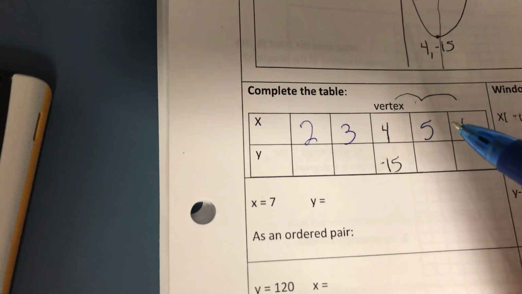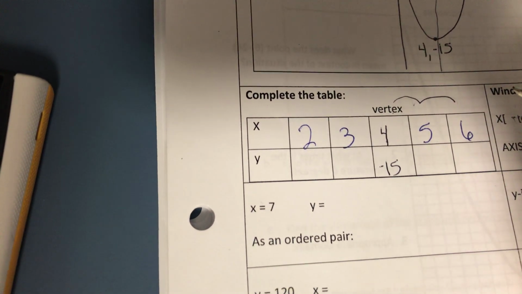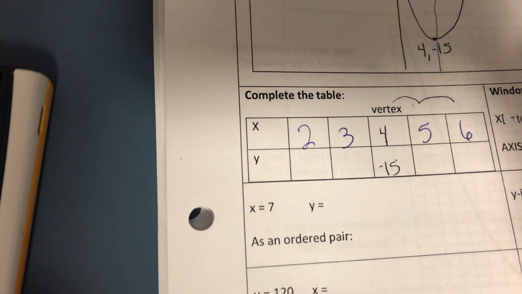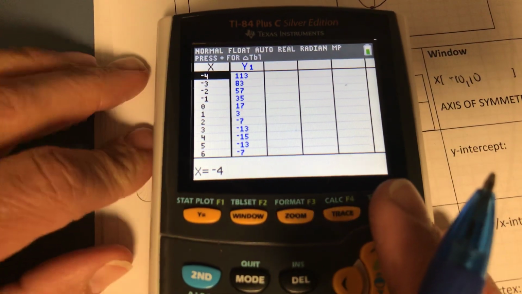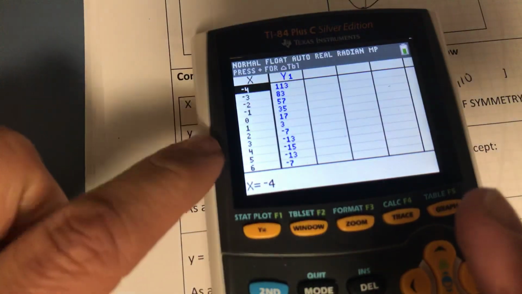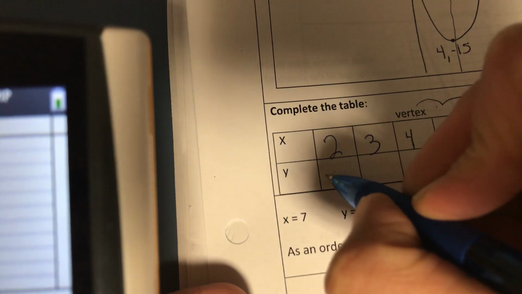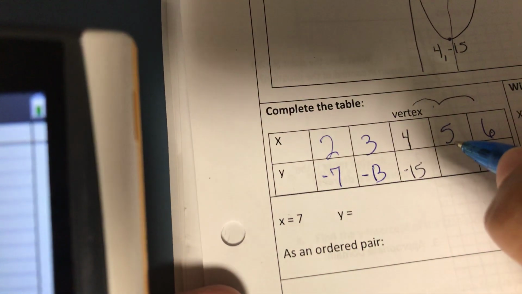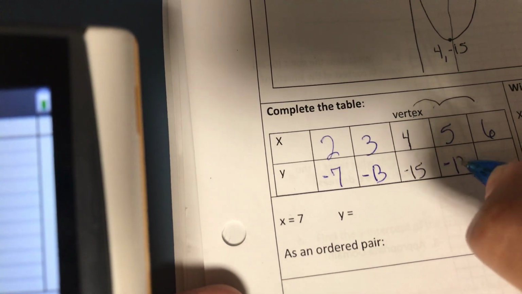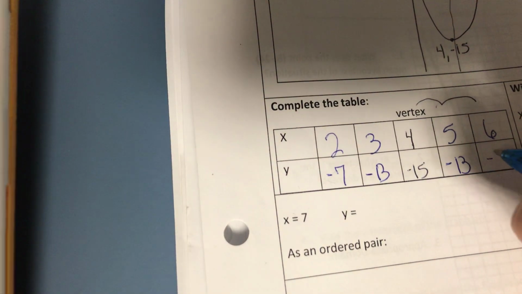How do I get the rest of the table points? The easiest way to do this, again, is in a calculator, and I would go to the table. So I've already pressed second graph, and I just want to scroll up and down so I see those values. So I get x is 2. So I'm just looking at my table now. So 2 gives me -7, 3 gives me -13, 5 gives me -13, and 6 gives me -7.